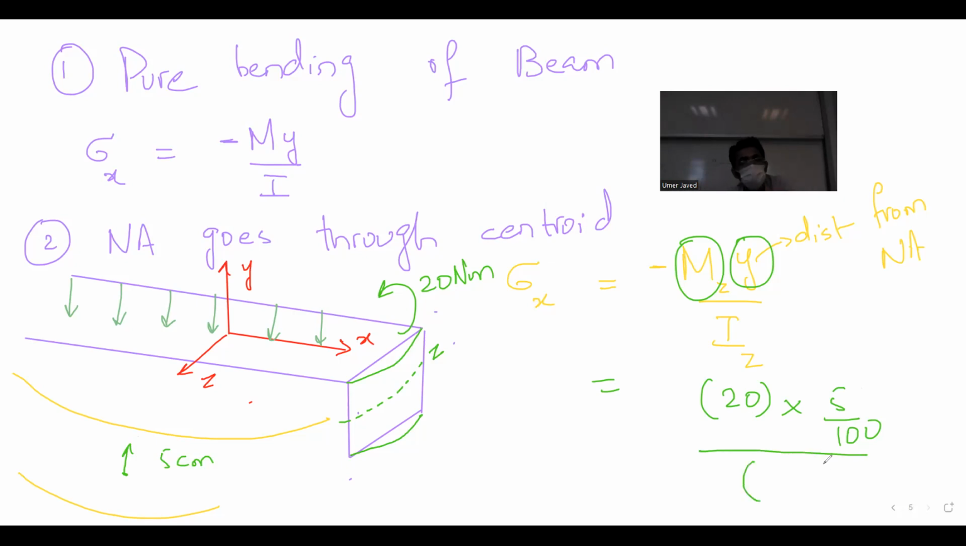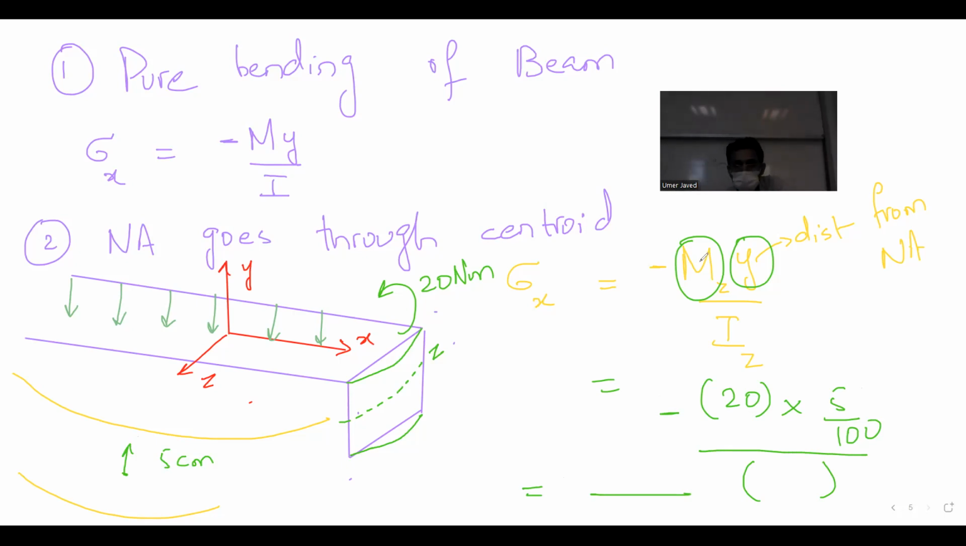Okay. 5 by 100, good. Divided by moment of inertia, which is a positive value always. Good. I will put a negative sign here because it's in compression. The answer comes out to be negative. Agreed? That is what we were expecting. That's why the negative is in the formula.